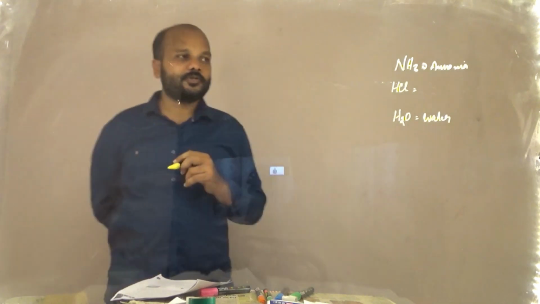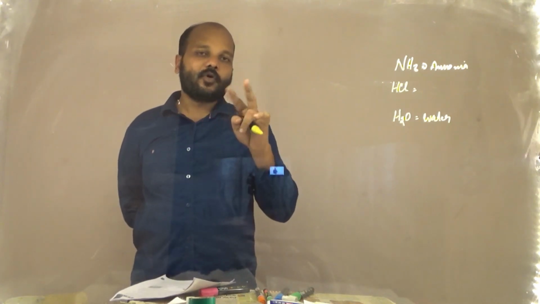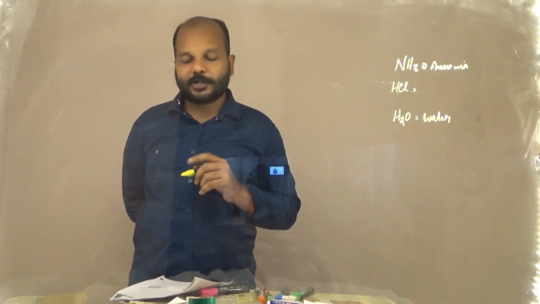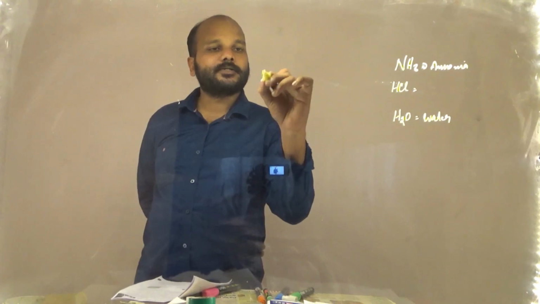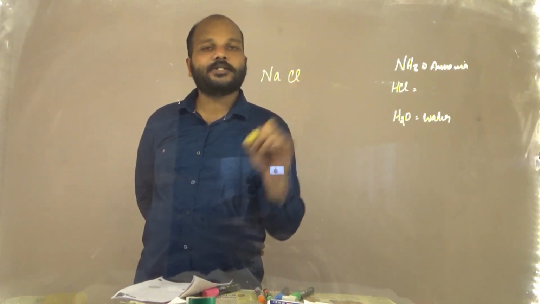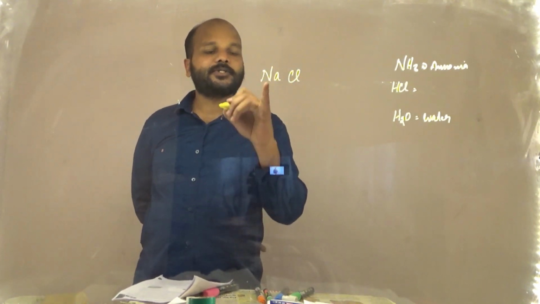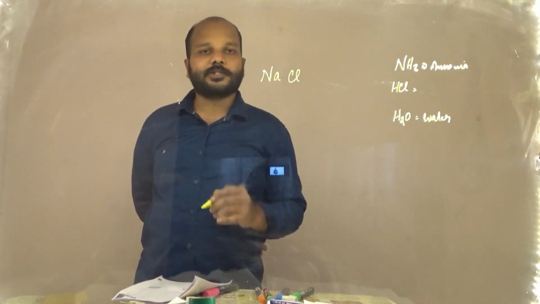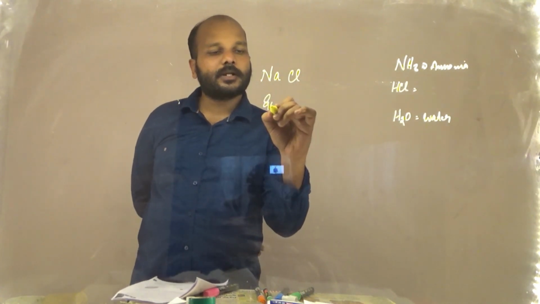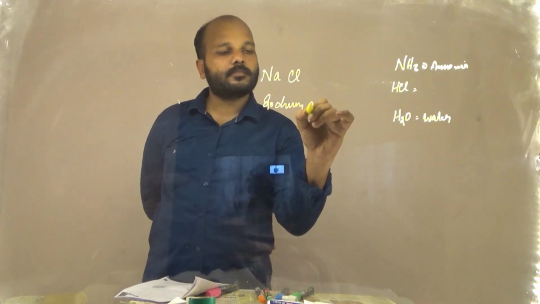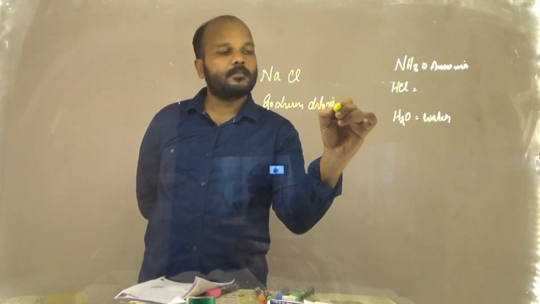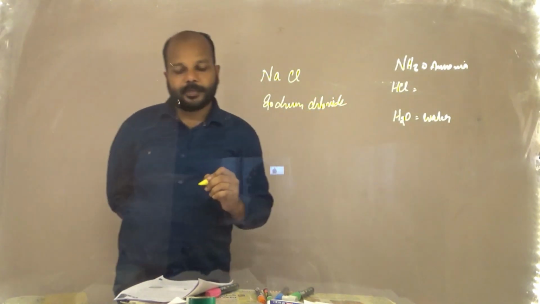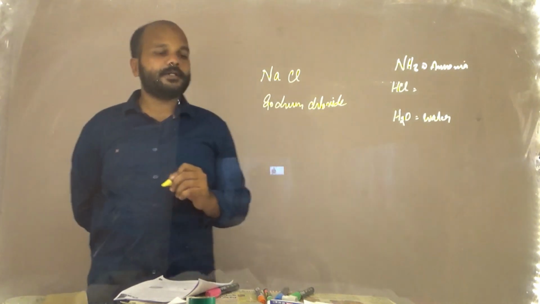But apart from that, there are certain compounds which get a systematic name. For instance, if a compound contains a metal and a non-metal, for instance NaCl, you have to write sodium and chloride. The non-metal is supposed to come second. So the name should be sodium chloride.